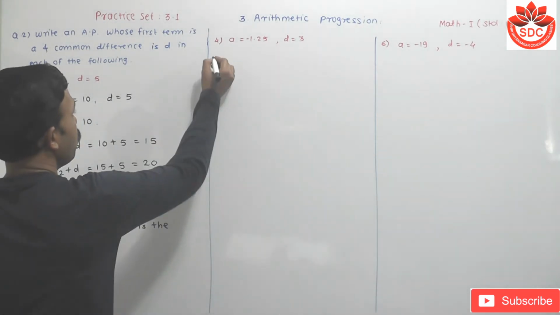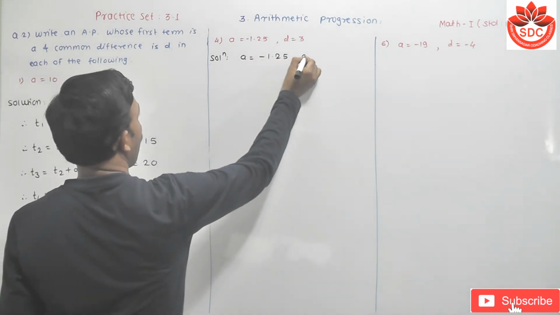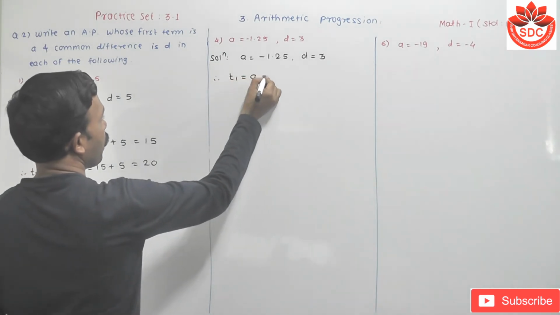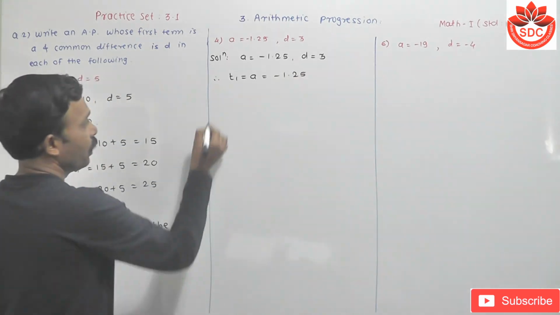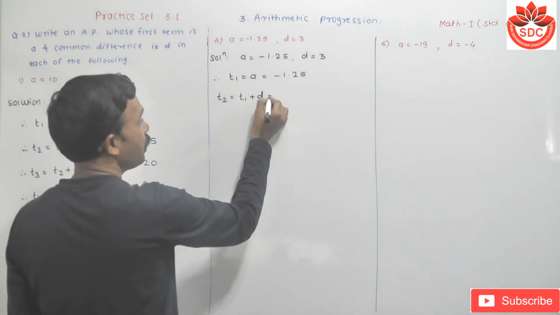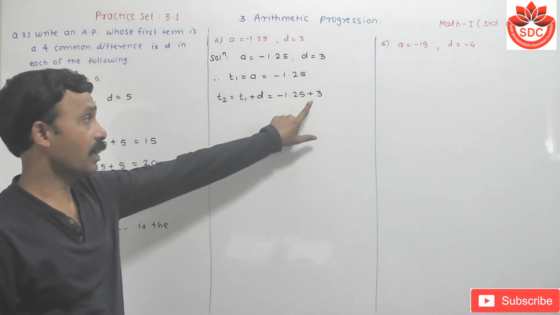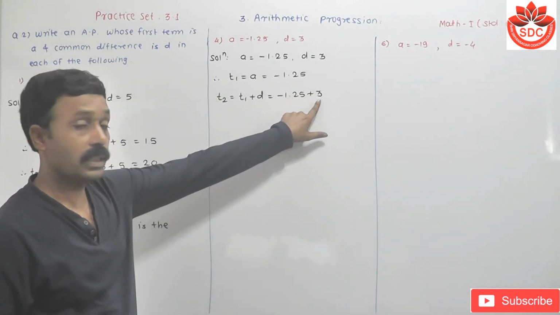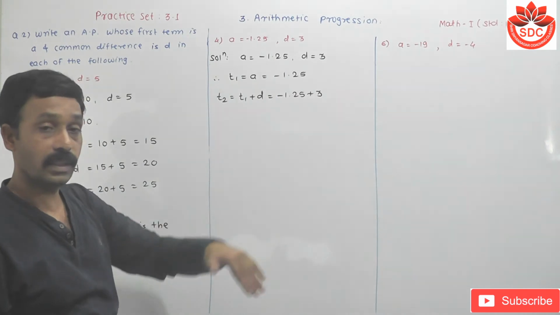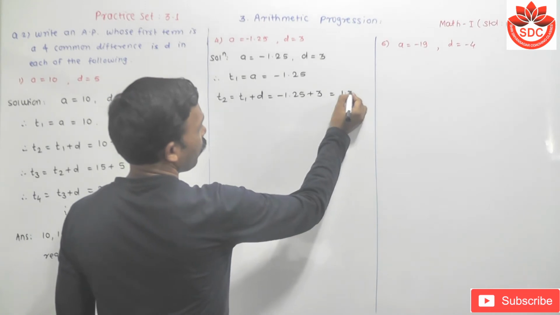Same type of question. You have to solve this also. Solution: here A is given as minus 1.25 and the common difference is 3. Therefore, T1, meaning A, is equal to minus 1.25. T2 is obtained by adding D to T1. That is minus 1.25 plus 3, meaning you have to subtract 1.25 from 3. This is so simple. You can directly write 1.75, or by taking the subtraction we get 1.75.